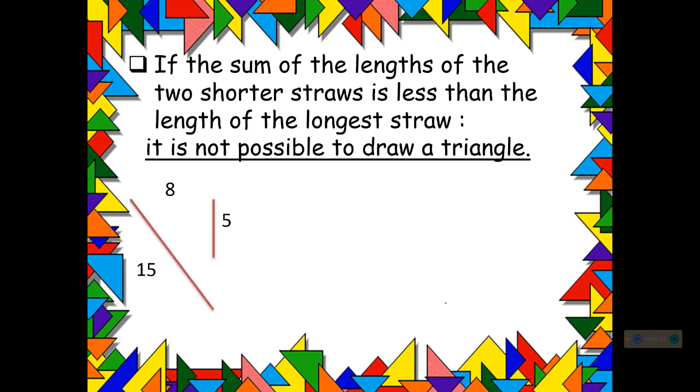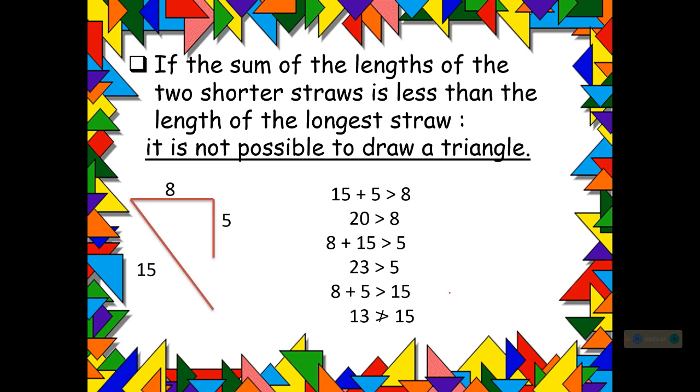For example, we have here the measures of the sides of this triangle. So we have 15 plus 5 is greater than 8, because 20 is greater than 8. Another one, 8 plus 15, that is 23, is greater than 5. And then the last is 8 plus 5, which is 13, and it is not greater than 15. So again, if the sum of the lengths of the two shorter straws is less than the length of the longest straw, it is not possible to draw a triangle.